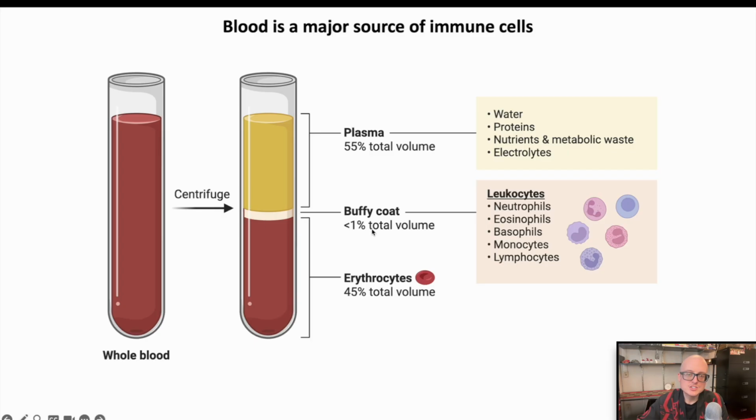However, between the plasma and the erythrocyte fractions, we will derive something that we refer to as a buffy coat, which actually represents less than 1% of the total volume of blood. But within that tiny little fraction of the whole blood are all of the cells that we will really be focused on this semester in terms of the immune system.